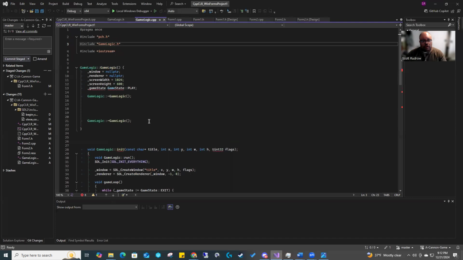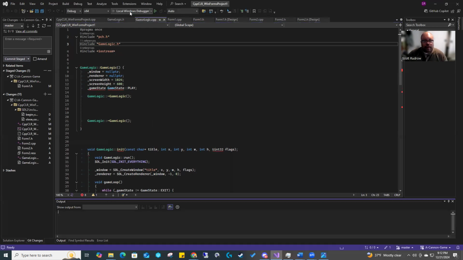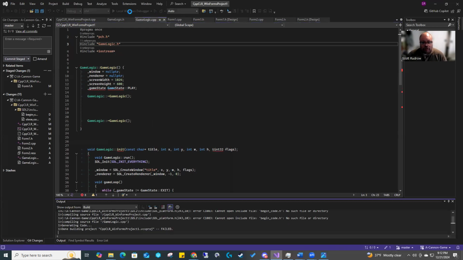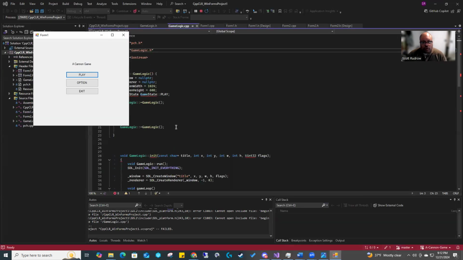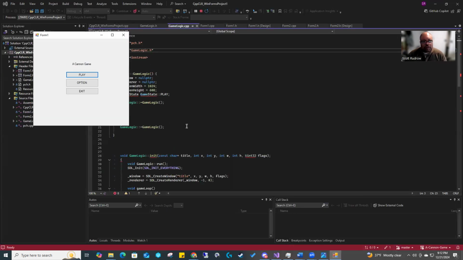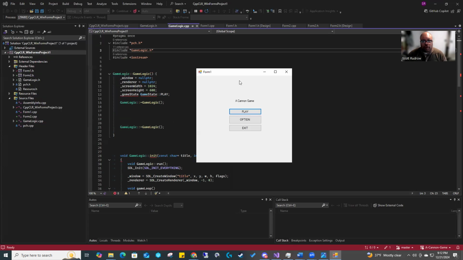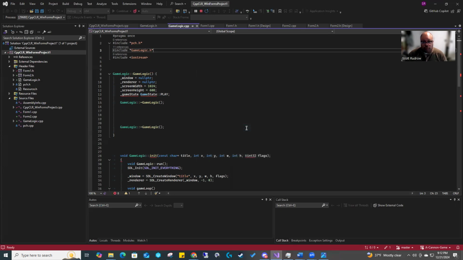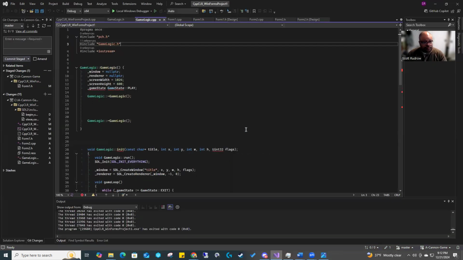Here we have some of my game logic, and when we click on it, that's activation testing, whether or not it starts, basically. And we have a nice play menu here. Clicking on play doesn't work. Options doesn't work. The only thing I could get to work correctly was exit. So that's that.